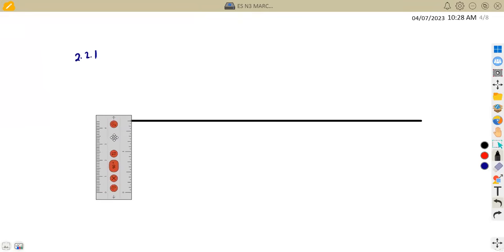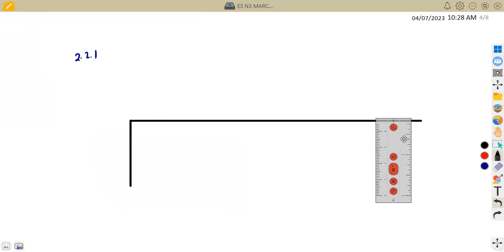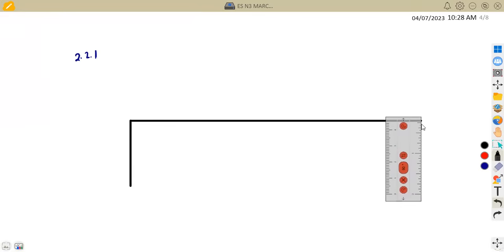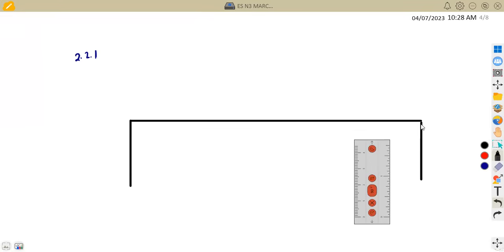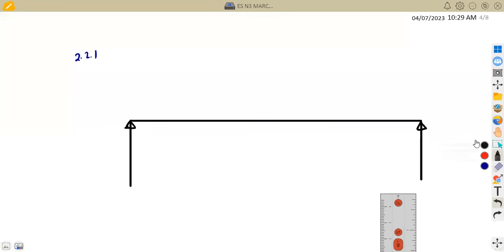Let me just try to carry my ruler a little bit up so that I can draw this properly. So I have a support here, and I also have a support here. All right, so this is what it means. So here I'm having a support. Here I'm also having a support. All right, let's check what is happening again.